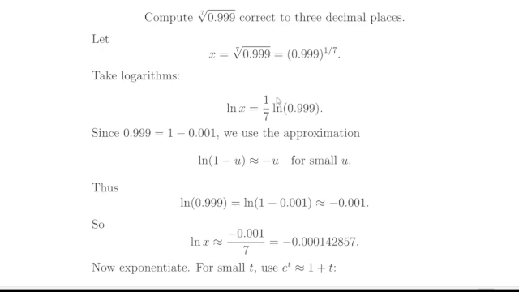Actually, this is the natural log of 0.999. We'll multiply it by 1/7. In other words, we're going to divide by 7, and that's going to equal natural log of x, approximately. And when you divide this, you can think of this as 1/7, which is 0.142857. But then we have to divide by 1,000.